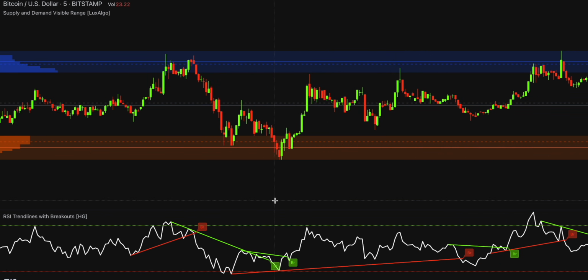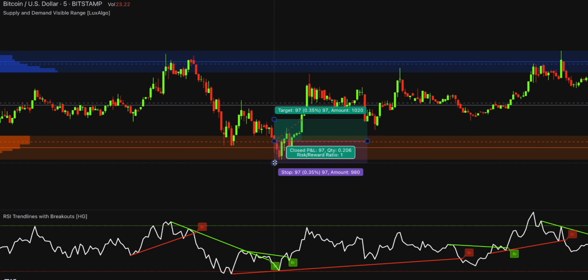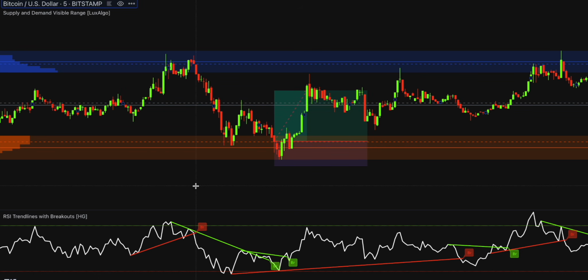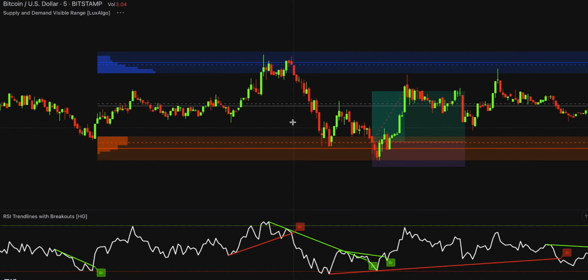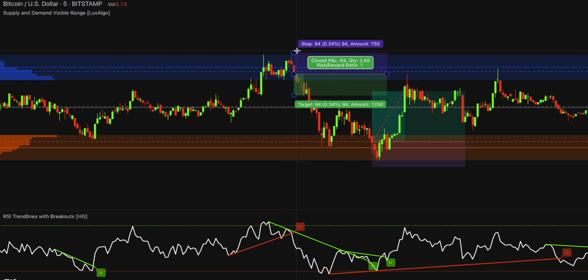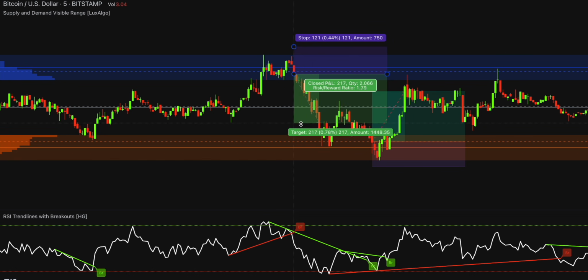For example, you buy when price bounces off the demand level and simultaneously the RSI gives a buy signal. Target at least 1 to 2 risk-reward ratio. For short trades, wait for the price to bounce off the supply level. At the same time, the RSI must give a sell alert.